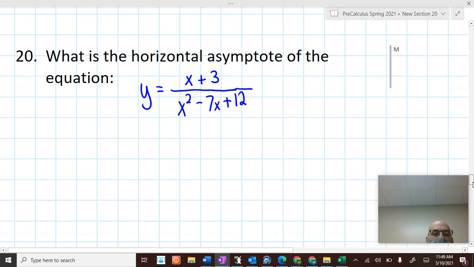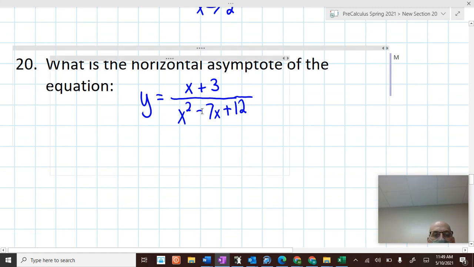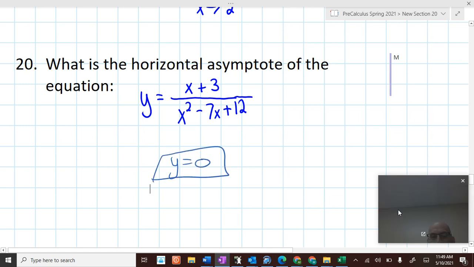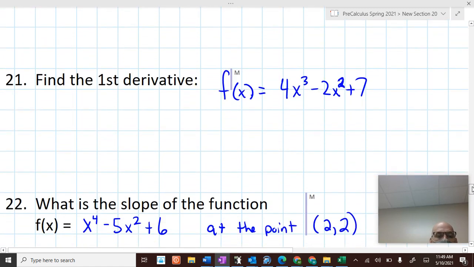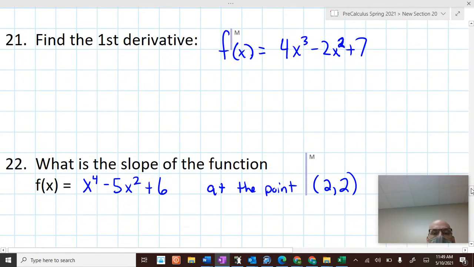Number 20, what's the horizontal asymptote there? Where's the power bigger? Bottom. So it's 0. So it is the equation y equals 0. The same as our limit stuff. If they're equal, then it's y equals the coefficients of the two highest powers. If the power on top is bigger, then there's no horizontal asymptote.